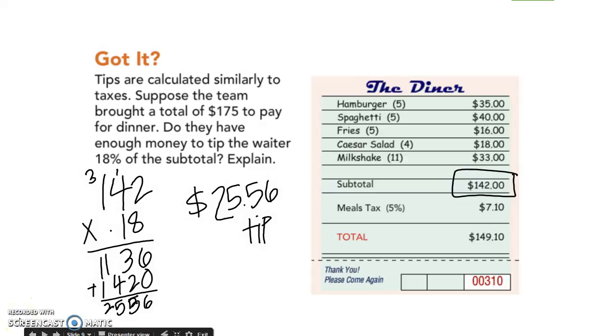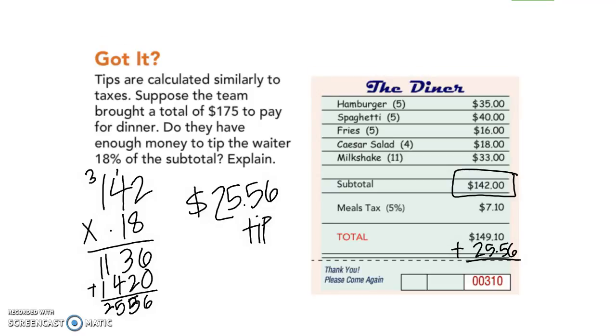So once you multiply the $142 times 18%, you should have gotten $25.56 as the amount of the tip when you work that out. So now we just need to figure out if we add that $25.56 onto the total, are we going to have enough money if we have $175 to pay that amount of tip?